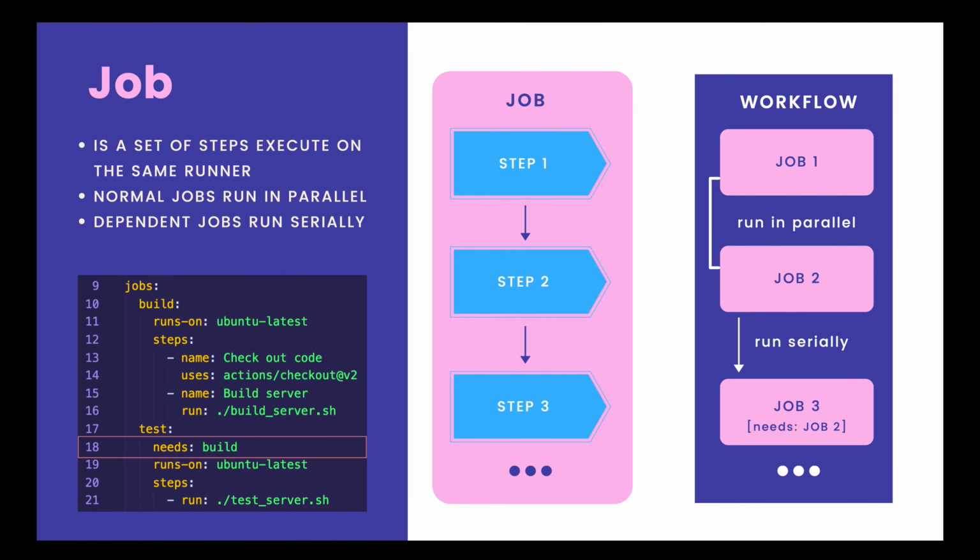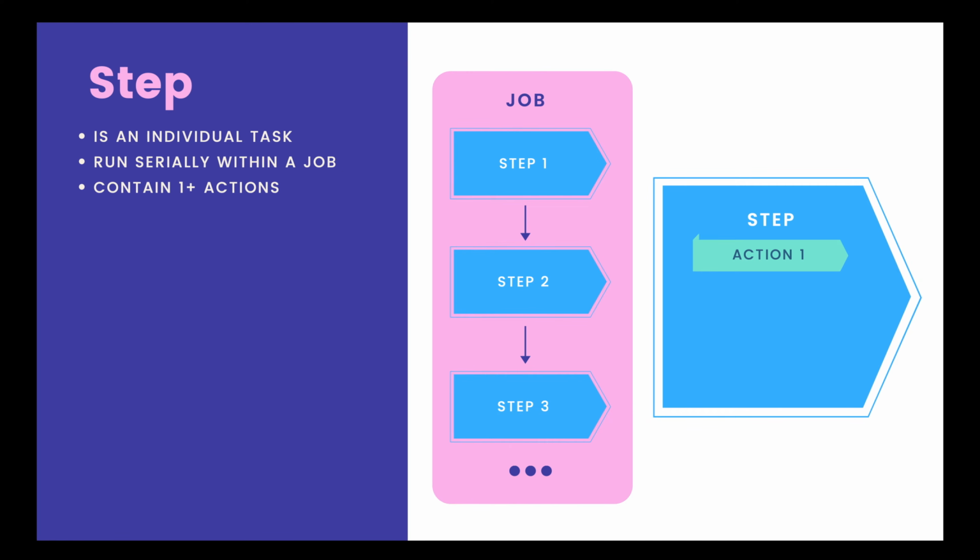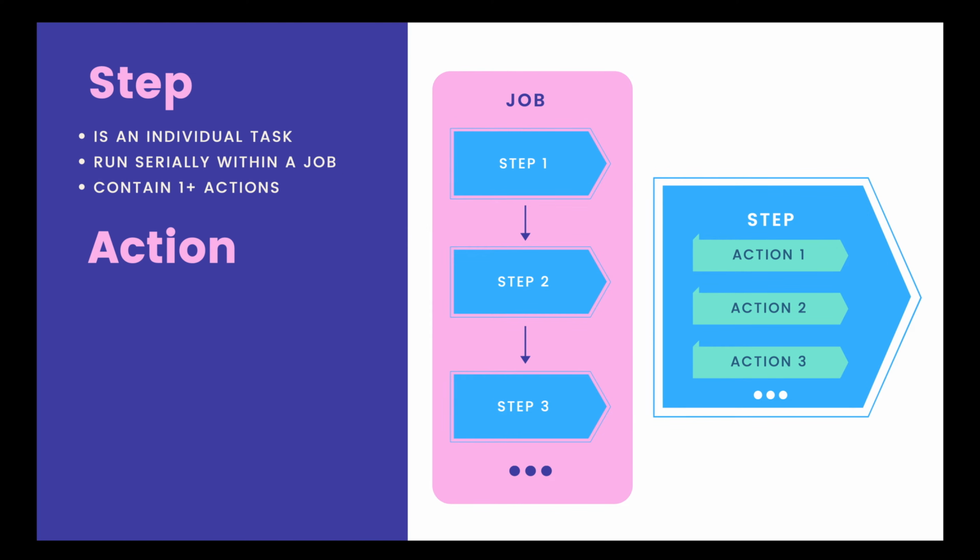Here we use a needs keyword to say that this test job depends on the build job, so that it can only be run after our application is successfully built. This test job only has one step that runs a test server script. Steps are individual tasks that run serially, one after another within a job. A step can contain one or multiple actions. Action is basically a standalone command, like the one that runs the test server script that we've seen before. If a step contains multiple actions, they will be run serially.